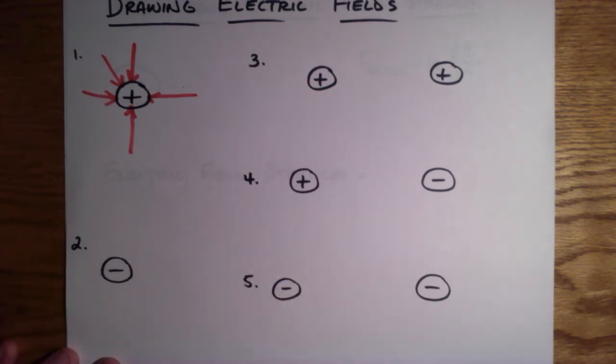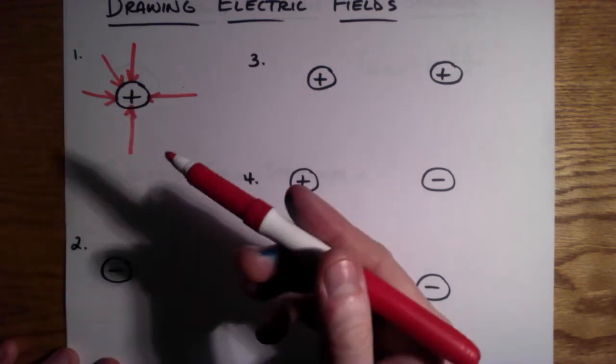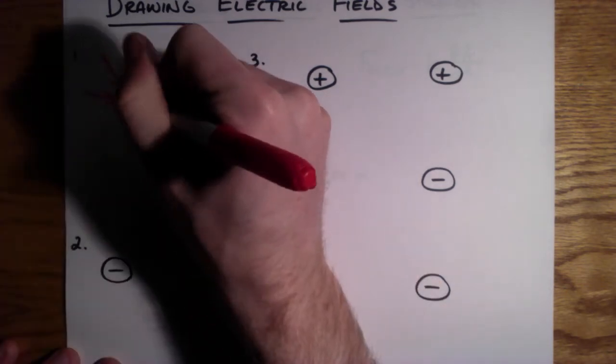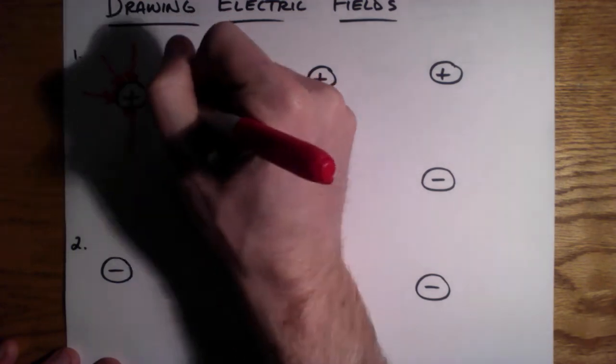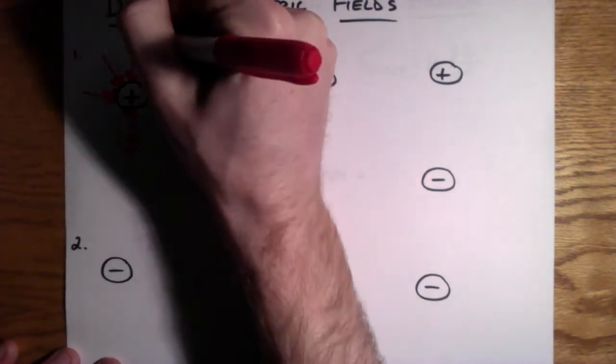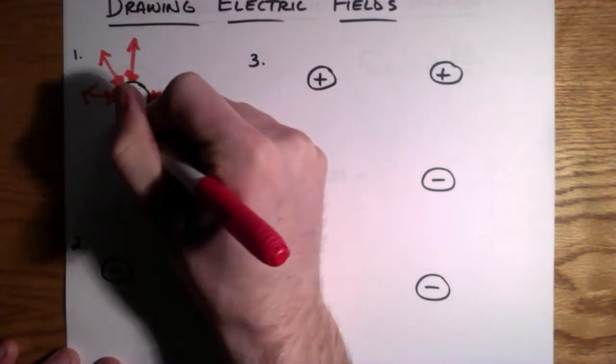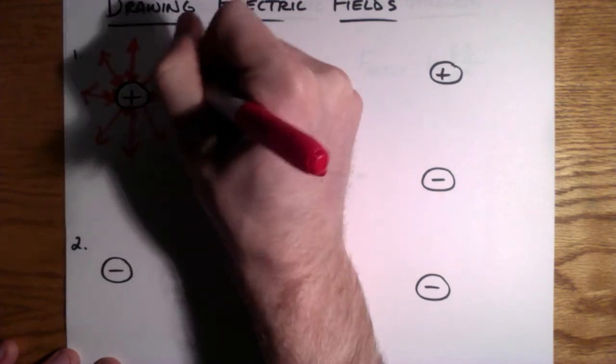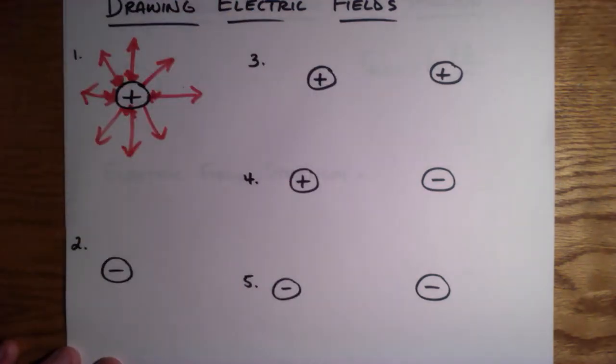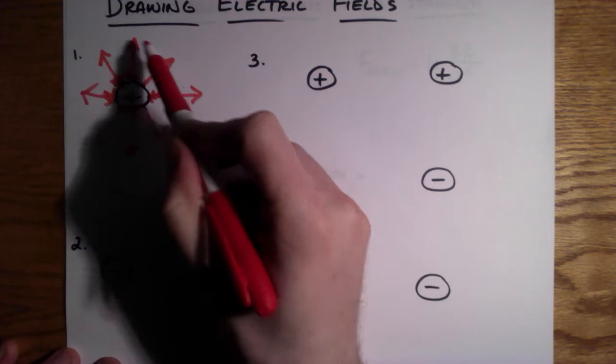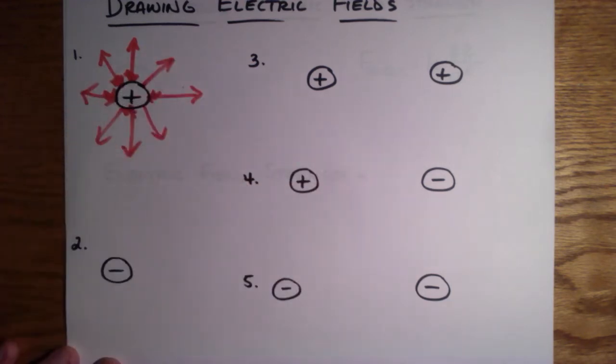What I should have done, if this is a positive charge and I have a positive test charge, these are all wrong. You should not be pointing towards. These should always go away. Please do not make the mistake that I just made. A positive test charge will always be repelled, so these should always travel away.